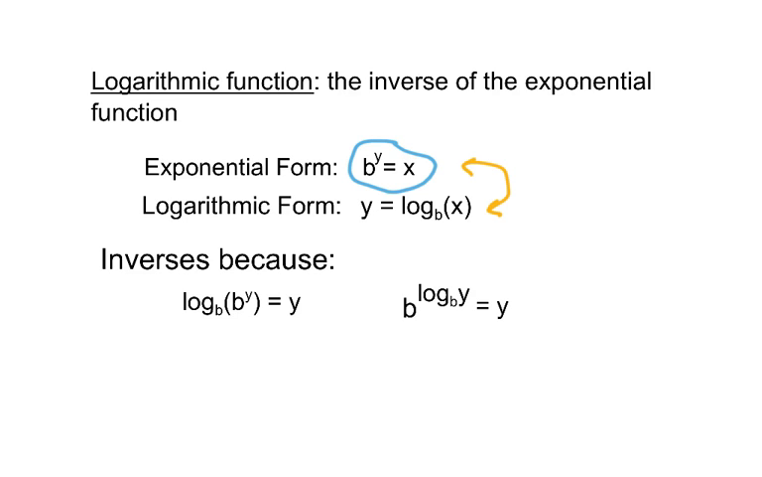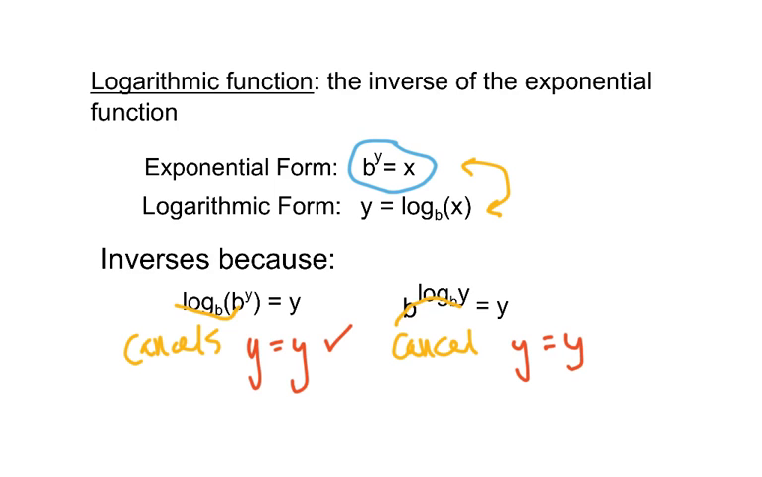Why do we do inverses? We do inverses with the base that's already existing because it turns out that log base b of b cancels, and so y equals y. We also have b raised to the log base b power canceling, and so because of that, y equals y. Of course it does.